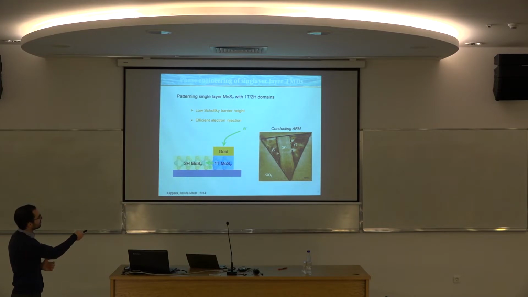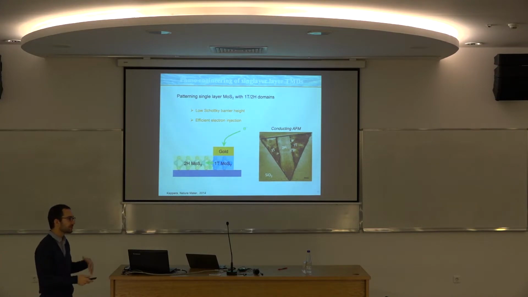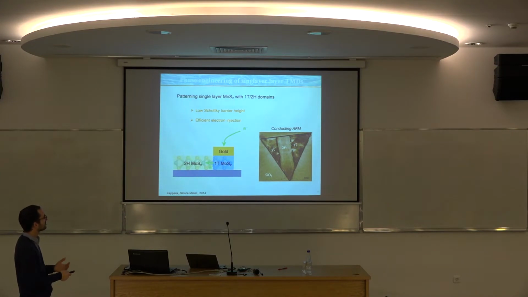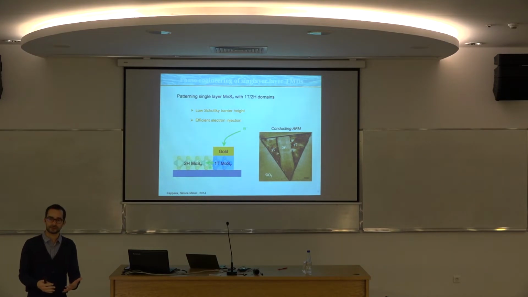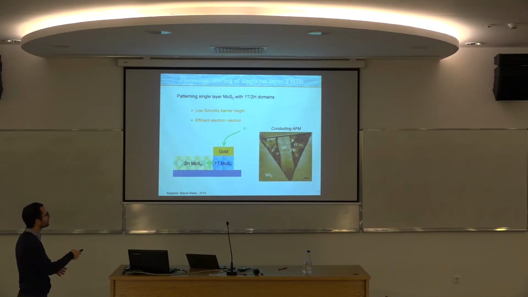And this is a proof of concept here where we cover everything with PMMA, and then we pattern this region of the single layer MoS2 so that it is open, and this was left open to react with butyl lithium and convert to the 1T phase. Then we perform conducting AFM, and the darker regions here show that they are conducting, okay? Because we locally change the structure of the material, and we create this 1T phase.